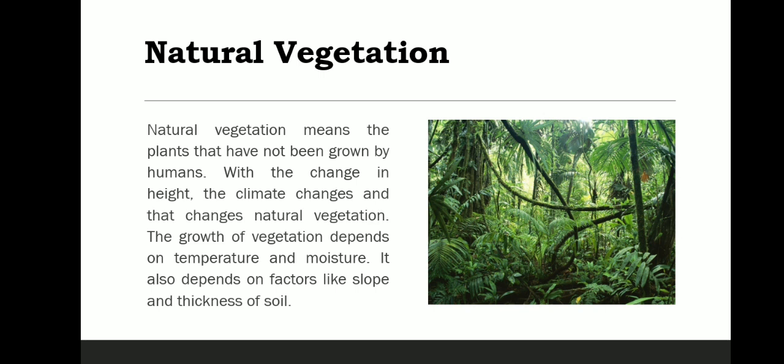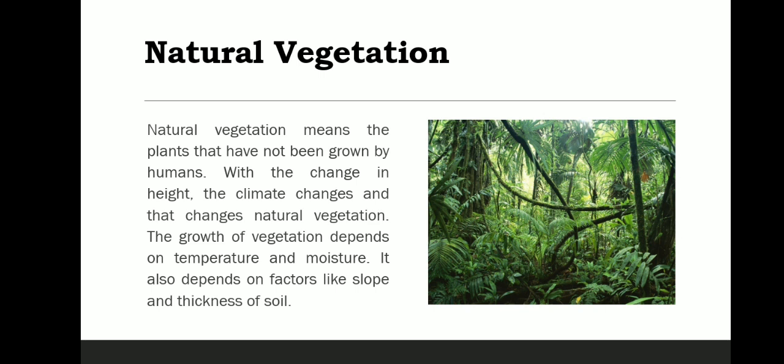Temperature and moisture are the main factors responsible for the growth of vegetation. The major types of vegetation available in the world are forest, grassland, and shrub. Now let us know about the huge diversity in the flora and fauna kingdom, which is due to the following factors: temperature, sunlight, precipitation, soil, and relief.